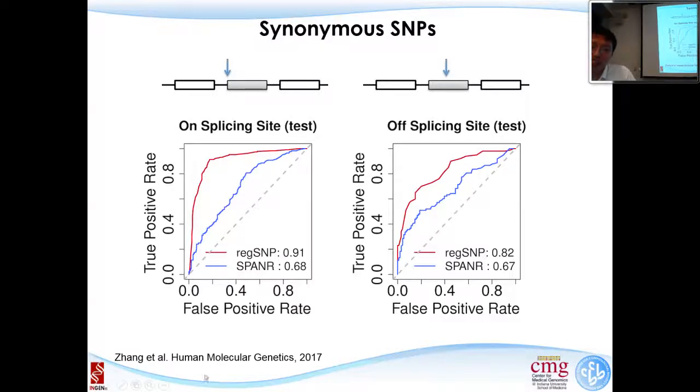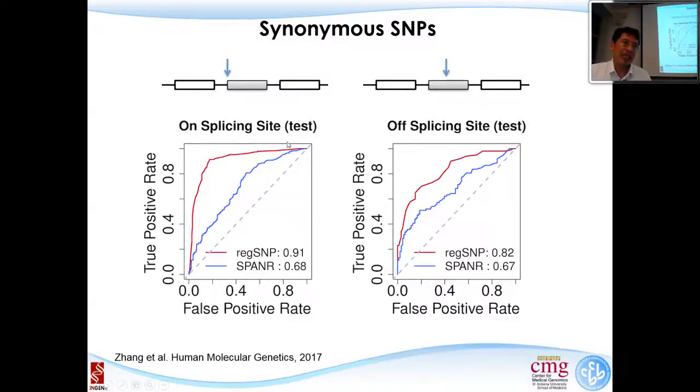So this is the ROC curve from that Science paper, and this is based on what our predictor reported. And you can see that for both the variants on the splicing side and within the middle of the exon, we performed much, much better.